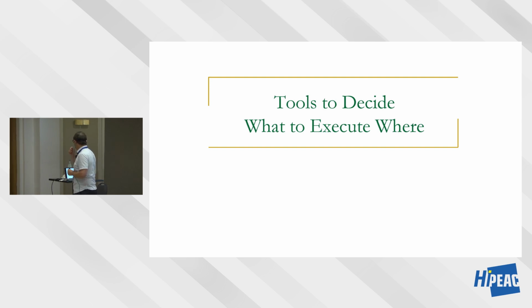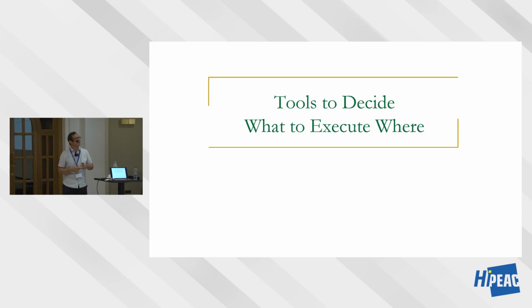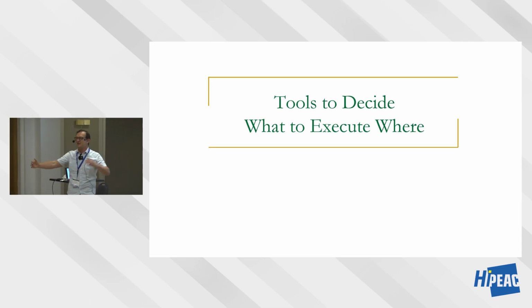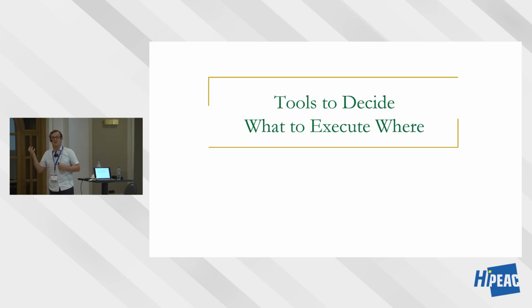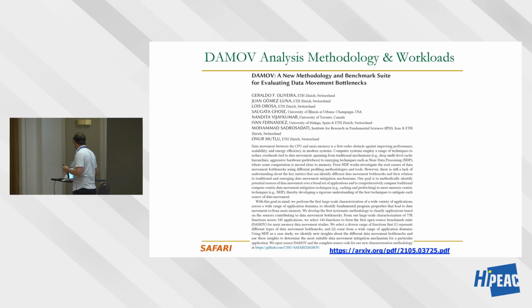Okay, let me also mention that one thing that you do whenever you design processing in memory systems is deciding what to execute where. Because in general, executing always in memory is not a good idea. Executing always in the processor is not a good idea. You should really decide. This is one of the difficult things for programmability as well. Who should make this decision? We actually have been building tools to decide what to execute where. I'll very quickly mention one of them.